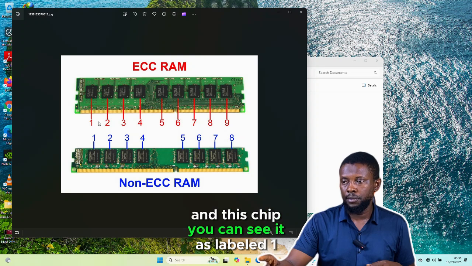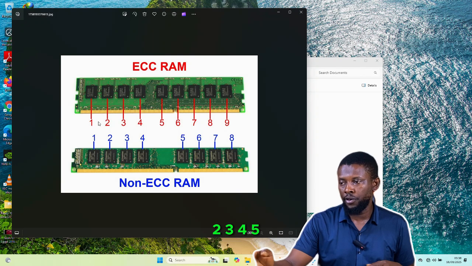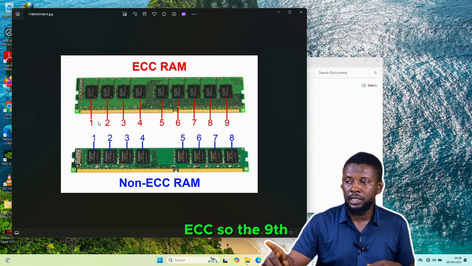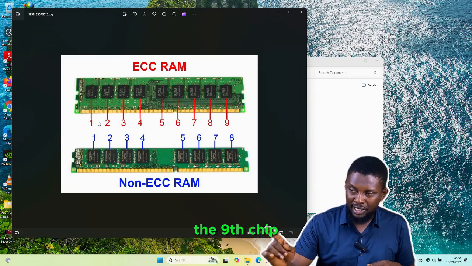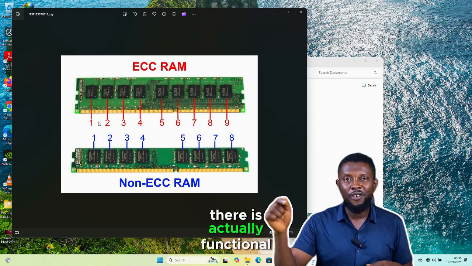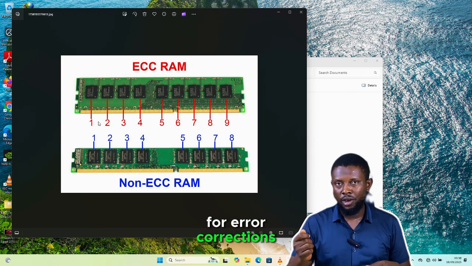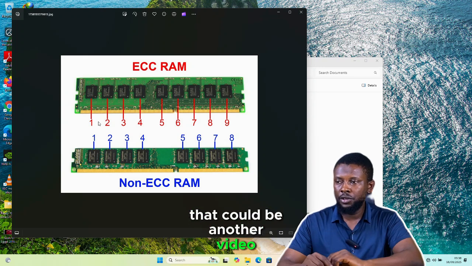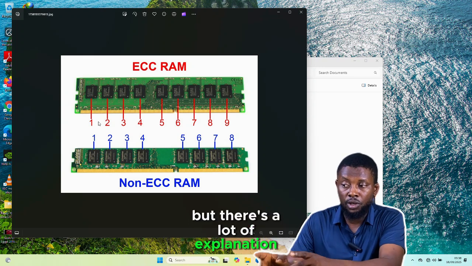And these chips, you can see they are labeled 1, 2, 3, 4, 5, 6, 7, 8 for the non-ECC and 1 to 9 for the ECC. So the ninth chip there is actually functional for error correction. There's a lot of explanation for that. That could be another video, but there's a lot of explanation on that alone.